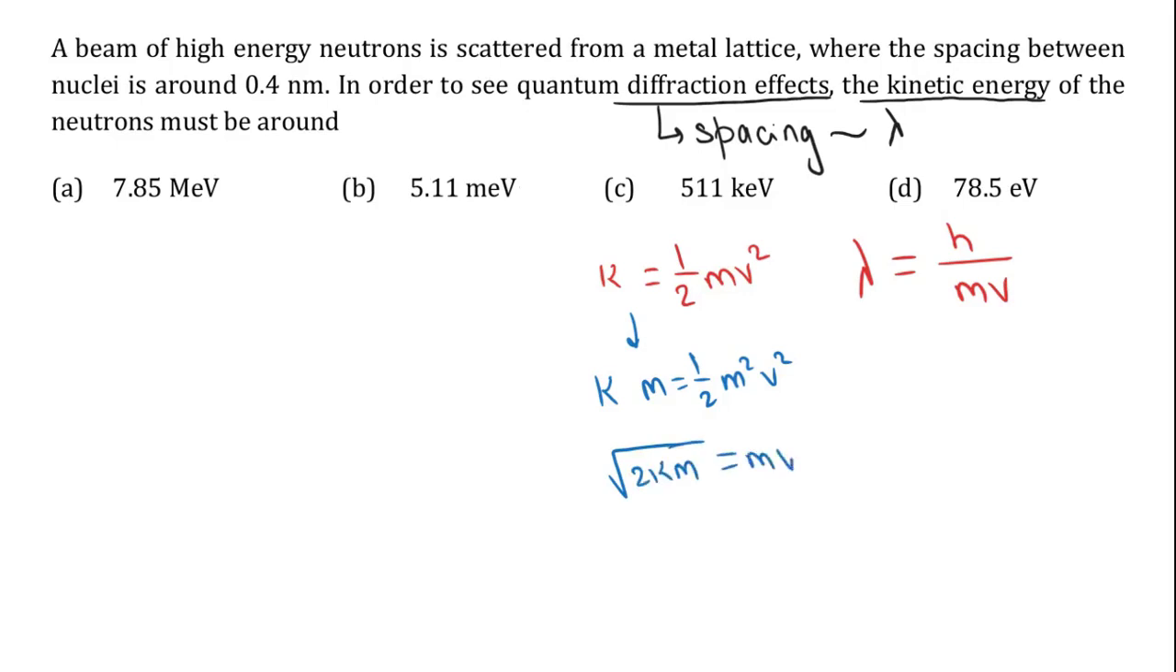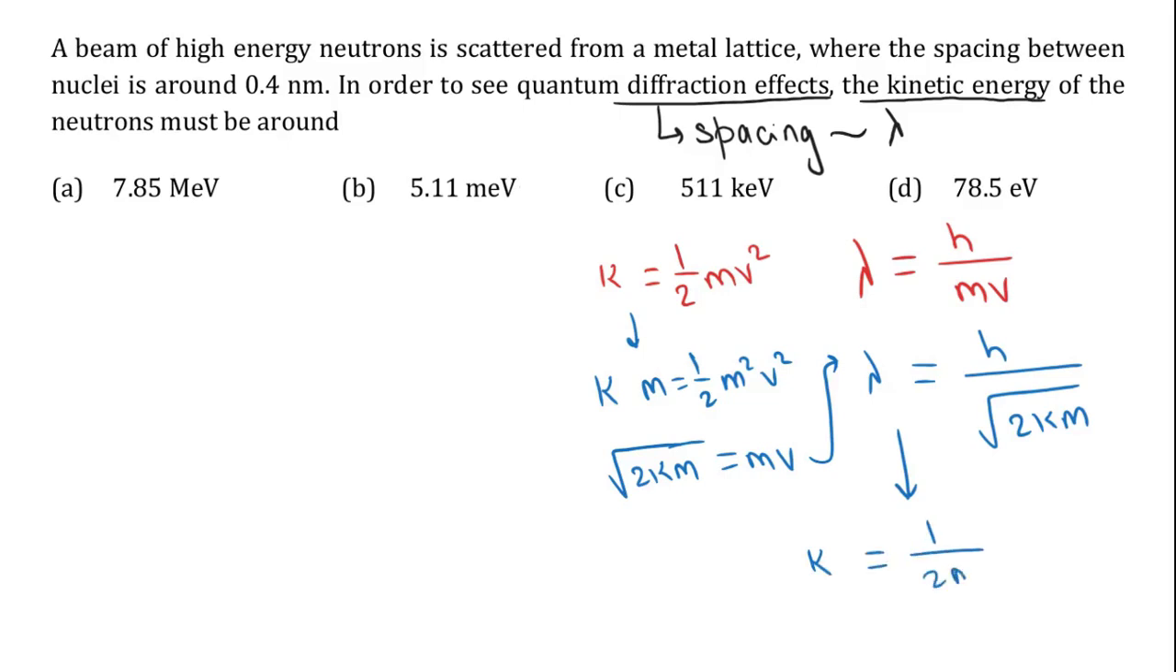equals mv. Now this we can put directly here to get lambda equals h by root of twice Km, so that the kinetic energy that we need is equal to 1 divided by 2m times h squared by lambda squared. So this is the relation that we will be using to get our answer.